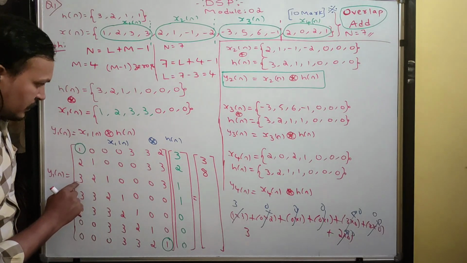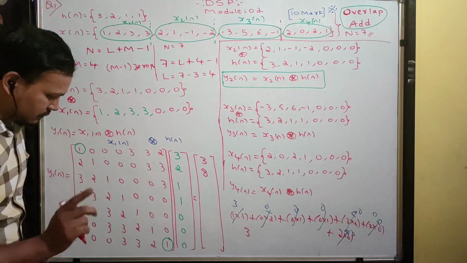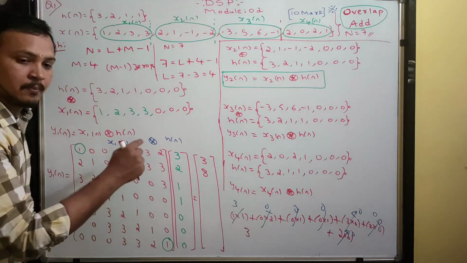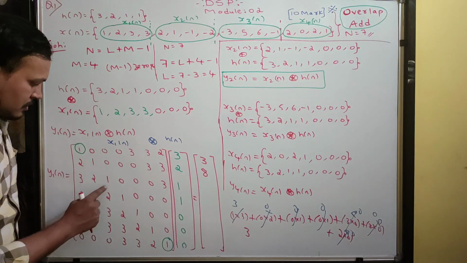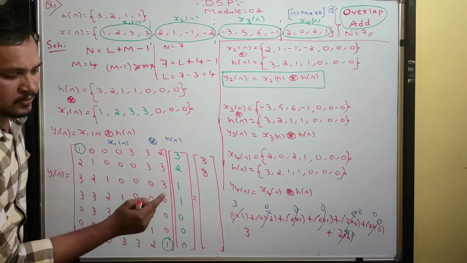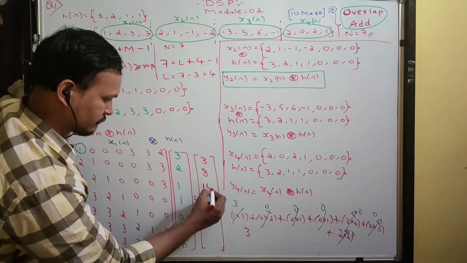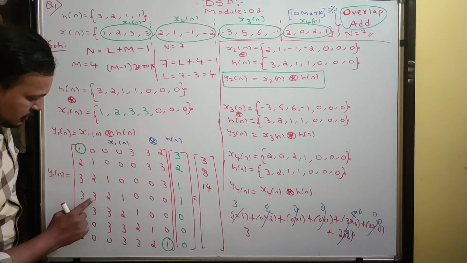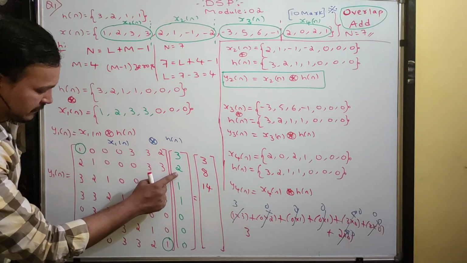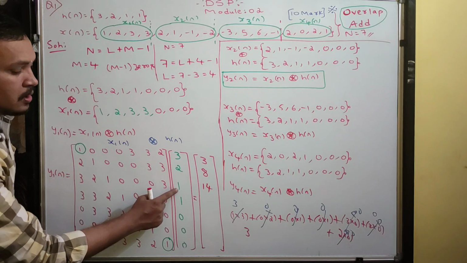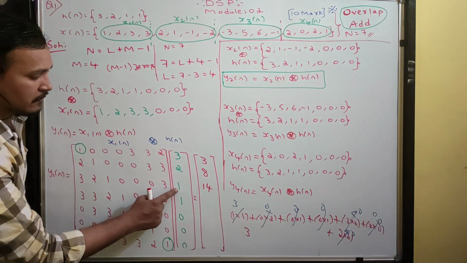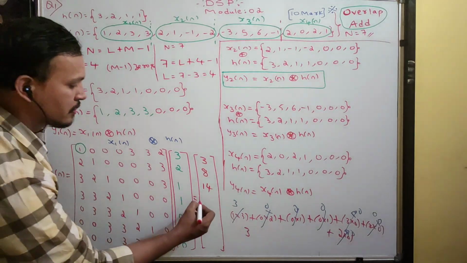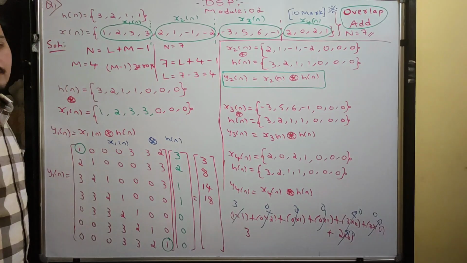Look at here. 3 3s are 9 plus 2 2s are 4. 9 plus 4 how much? 13. Next 1 1 is 1. 13 plus 1 is 14. Okay. Next one. 3 3s are 9. 3 2s are 6. 9 plus 6 is 15. 2 1 is 2. 15 plus 2 is 17. 1 into 1 is 1. 17 plus 1 is 18.